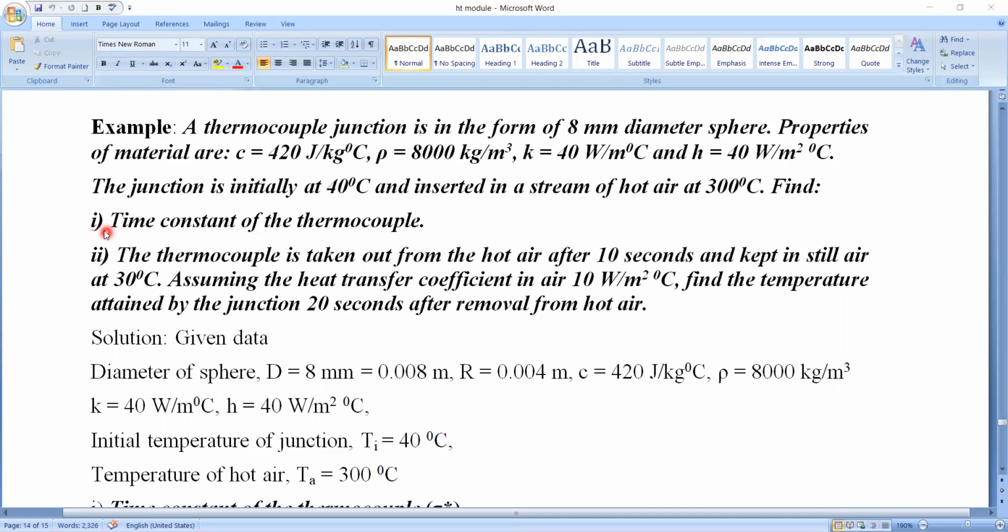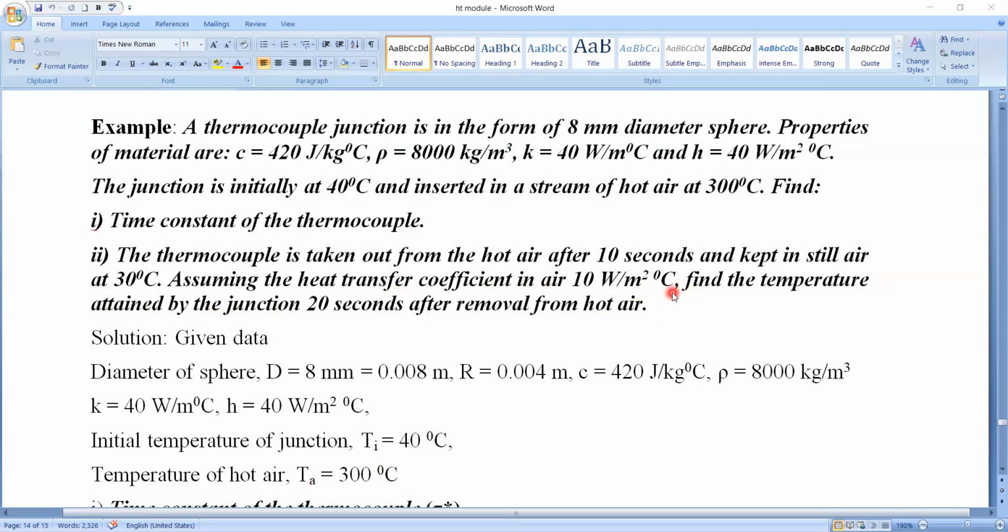Find, first, the time constant of the thermocouple. Second, the thermocouple is taken out from hot air after 10 seconds and kept in still air at 30 degrees centigrade. Assuming the heat transfer coefficient in air as 10 watt per meter square degree centigrade, find the temperature attained by the junction 20 seconds after removal from hot air.